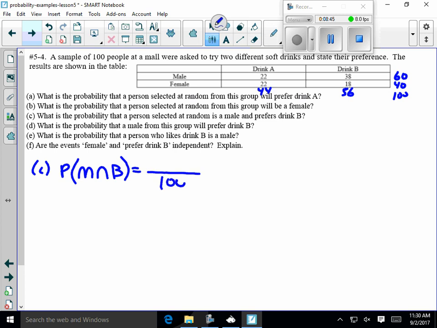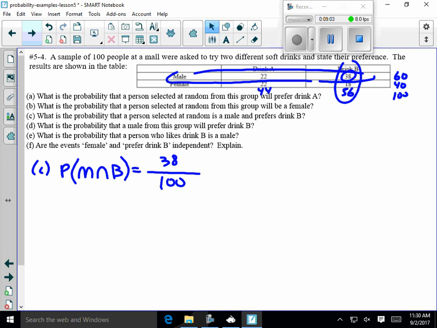We're still talking about out of all 100 people, right? They have to be male and B. So they would have to be in the male row, and they would have to be in the B column. And that's why we use the intersection for "and." It's the intersection of those 2 things. So 38 out of 100. In fact, let me back that out for a second.